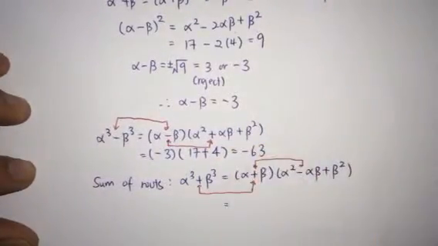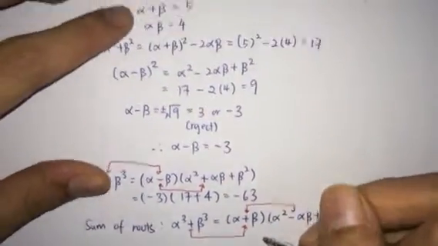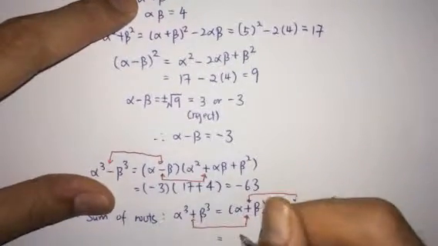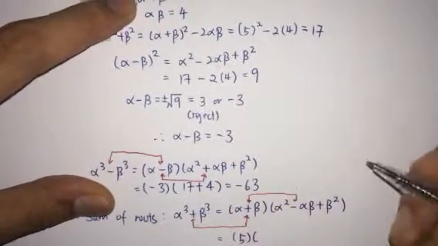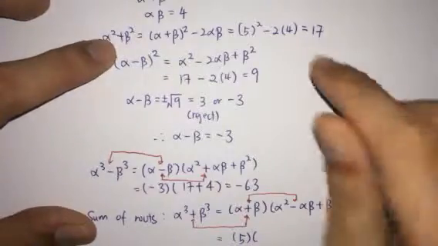Okay, alpha plus beta, we have it from here. Alpha plus beta is 5. Alpha square plus beta square will be 17.